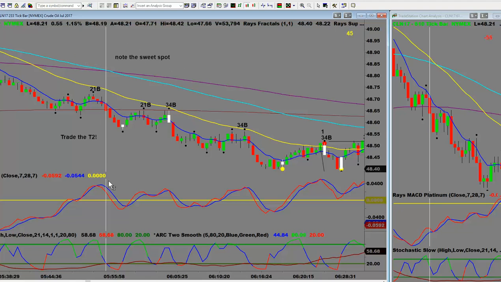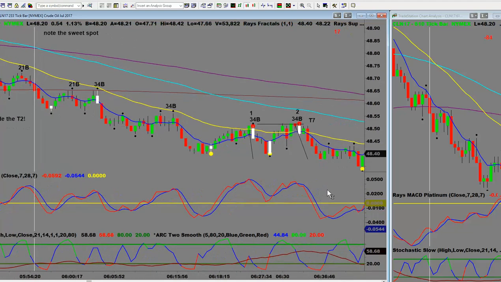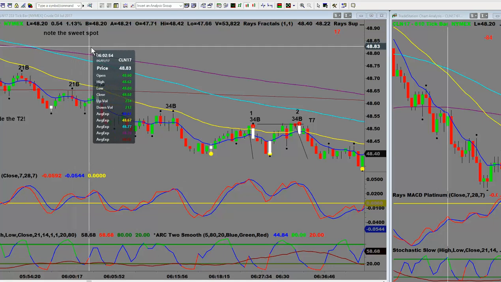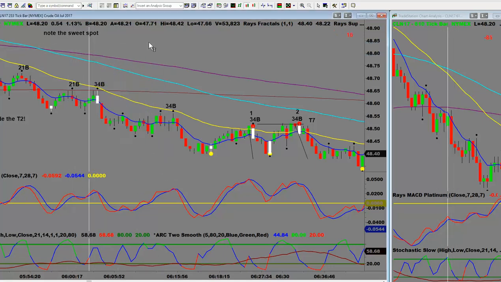And this is a comment from last week. So here we had 21Bs, we got 34Bs, we had 34Bs again. But the point here is, look at the right at my anchor. What can you tell me about the EMAs? They're trending down. Now, once again, if you trade Forex, if you trade stocks, you just need to adjust the time frames, of course.